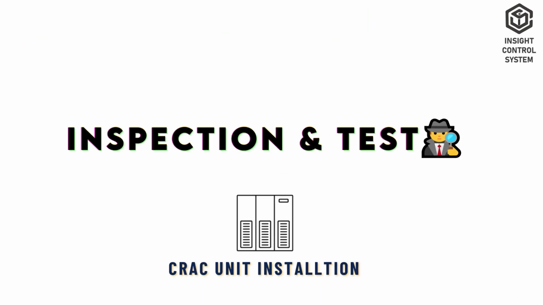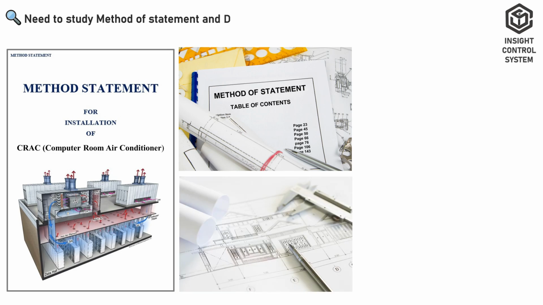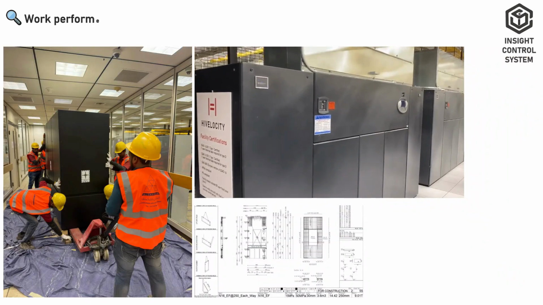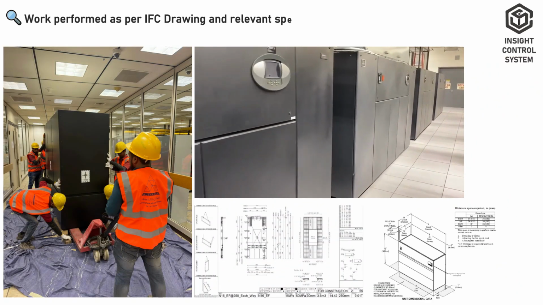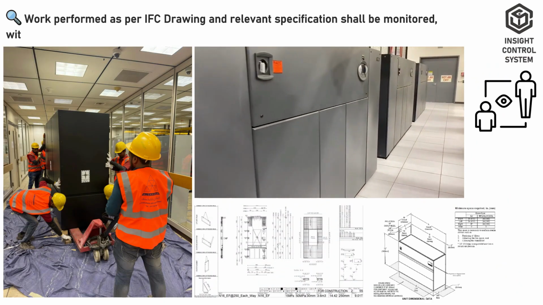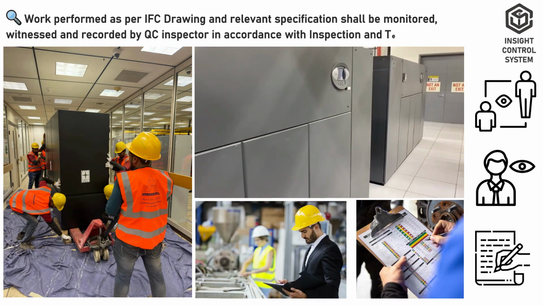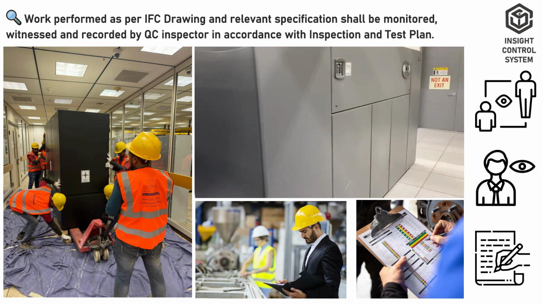Inspection and test. The concerned supervisor and foreman need to study the method statement and drawings prior to starting the job. Work performed as per IFC drawing and relevant specification shall be monitored, witnessed and recorded by the QC inspector in accordance with the inspection and test plan.